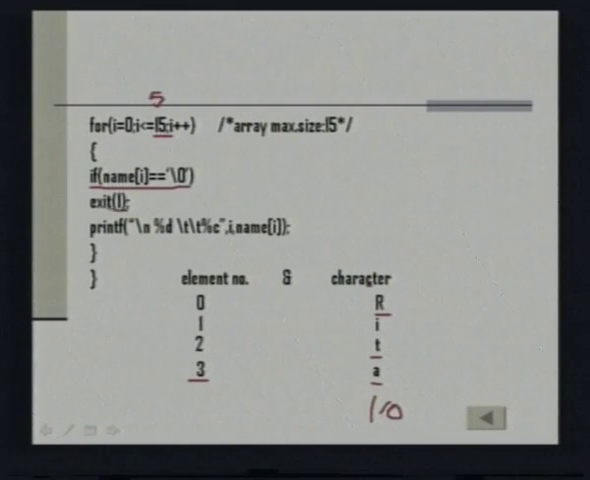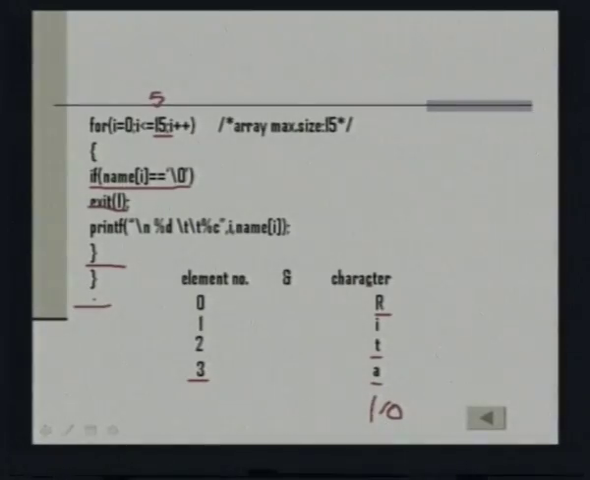So automatically this exit function will be executed and the compiler will come out of the for loop. If there was any statement here, it would have been executed. Here the program ends, I have done my work. I have to take the character separately and display the element number which I have done. So here the main function is closed.